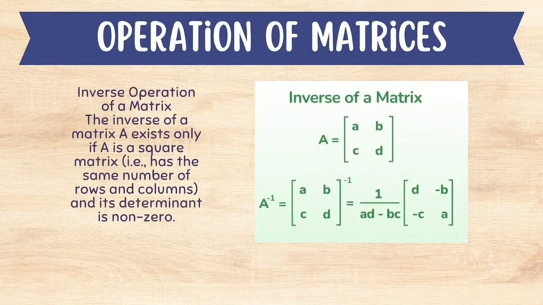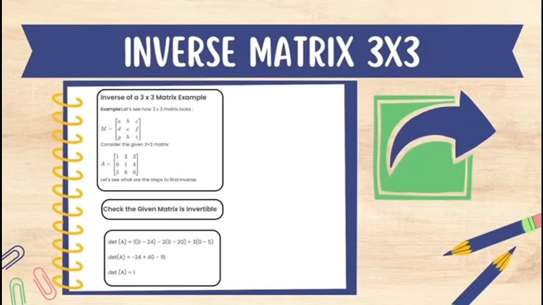The inverse of a matrix exists only if it is a square matrix, having the same number of rows and columns, and its determinant is non-zero. Now I'm going to explain the inverse of a 3 times 3 matrix. Consider A as 1 2 3, 0 1 4, and 5 6 0. Check whether the given matrix is invertible.